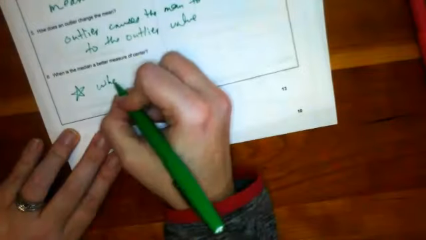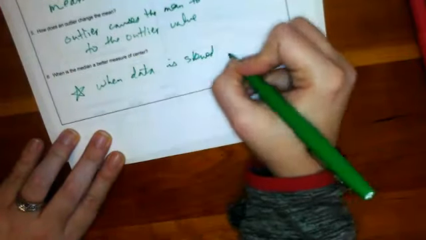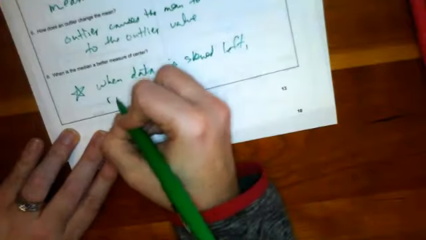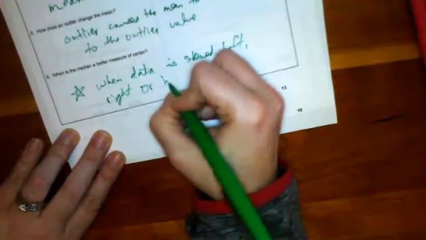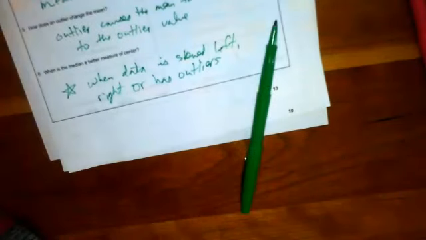And finally, when is the median a better measure of center? I'd say this is a pretty important question. When data is skewed left or right, or has outliers, the median is going to be a better measure of center than the mean. Typically we see the mean, but if the data is skewed or has these big outliers, your median is going to be better. And I think that is more than enough for today.